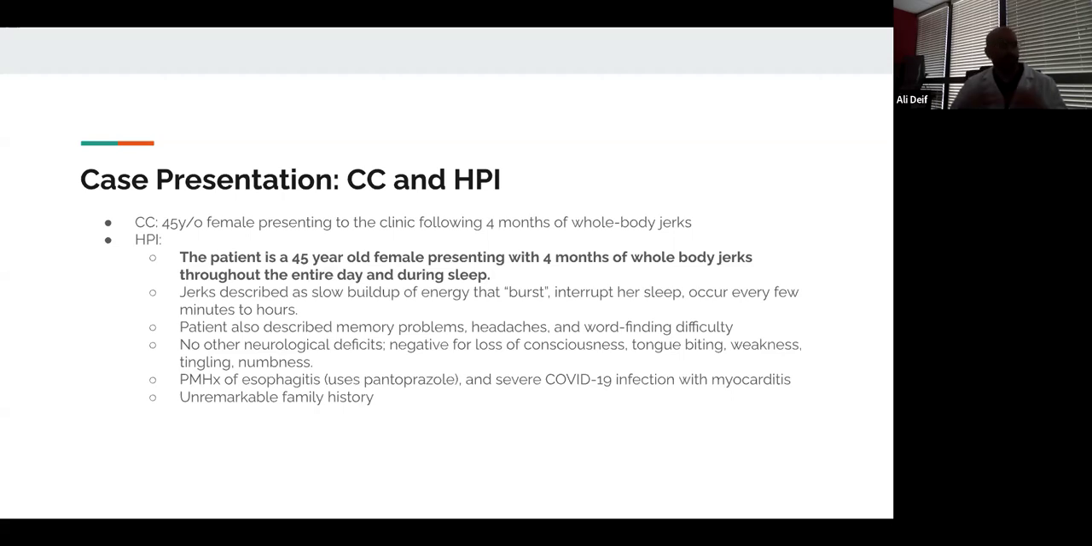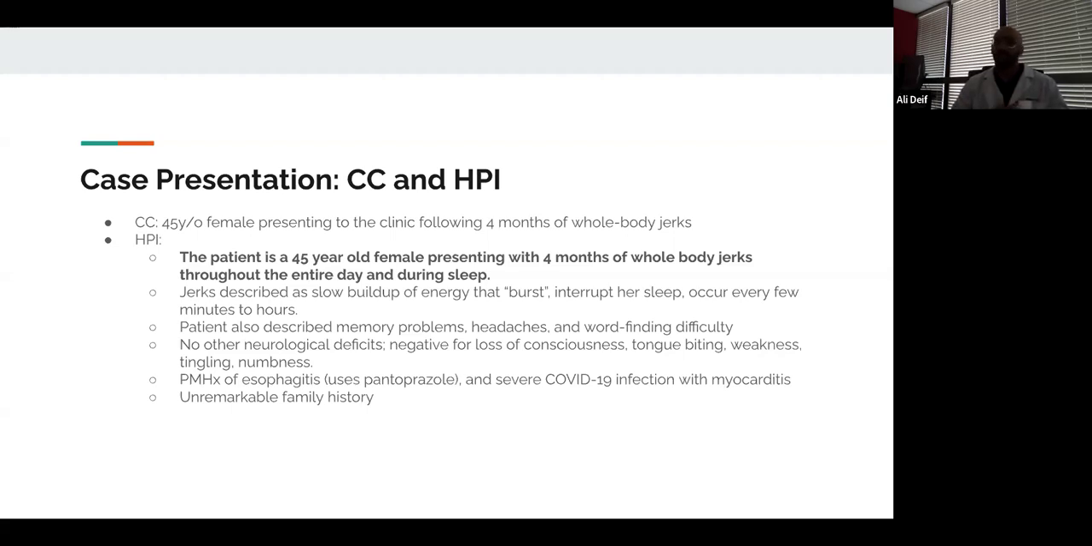She did describe a buildup of energy that would leave her very exhausted afterward. Initially, she also described memory problems, headaches, and word-finding difficulties, but otherwise she had no other neurologic deficits. She didn't experience any loss of consciousness, tongue biting, weakness, tingling, or numbness, anything that would help us localize the cause, nothing like that.